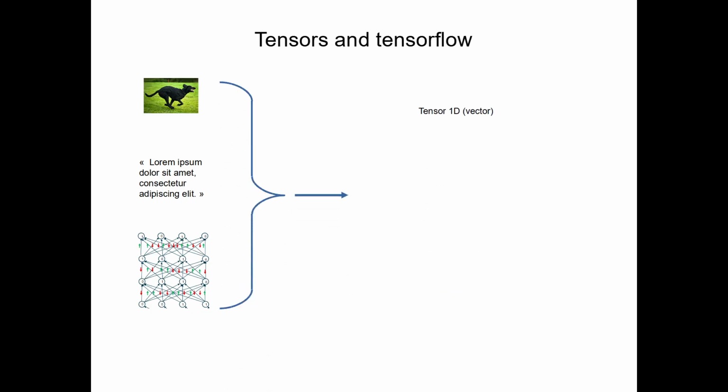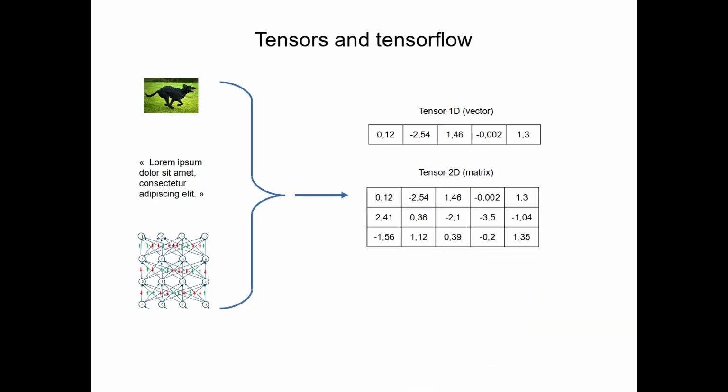So what are tensors? Basically, they are very simple. They are simply arrays of numbers. Now you have one-dimensional tensors, which we call vectors. See, here you have a vector of 5 elements, so that's a one-dimensional tensor. Two-dimensional tensors are called matrices, so they have rows and columns, and you can have 3-dimensional, 4-dimensional, and 5-dimensional tensors.